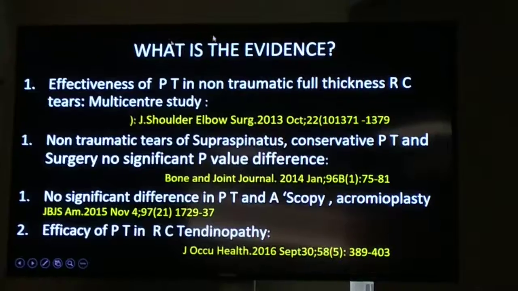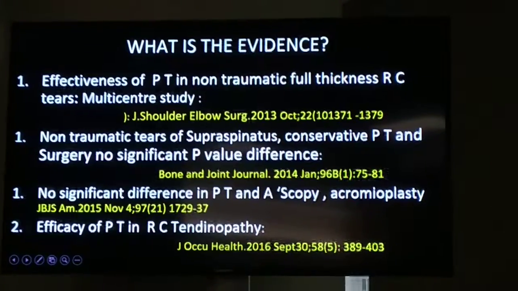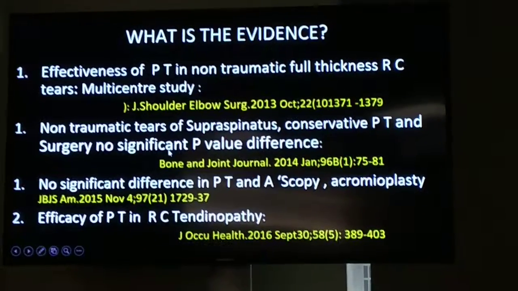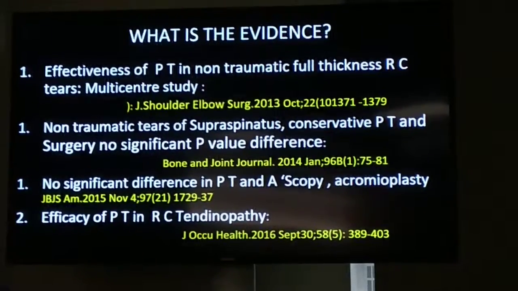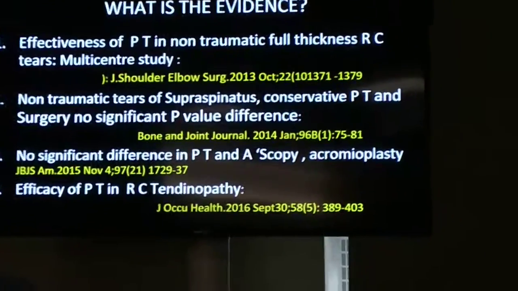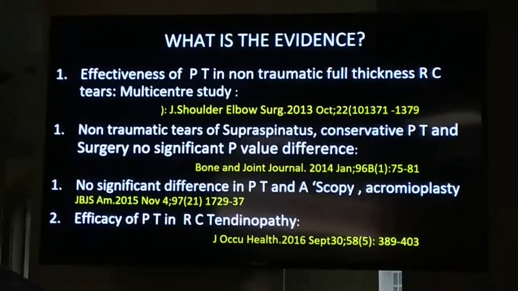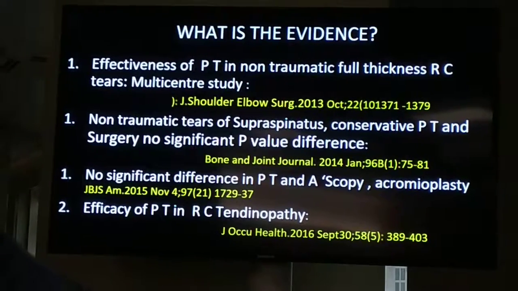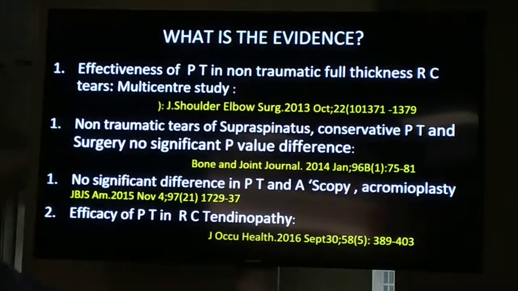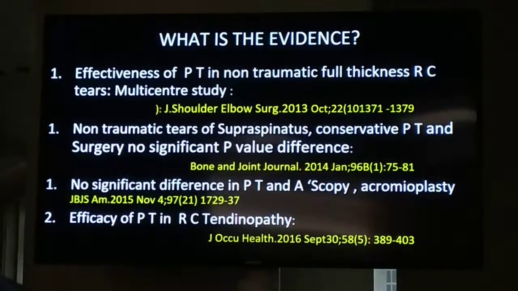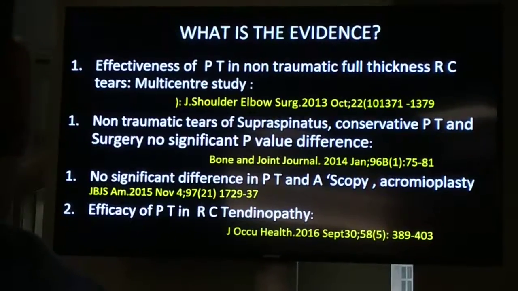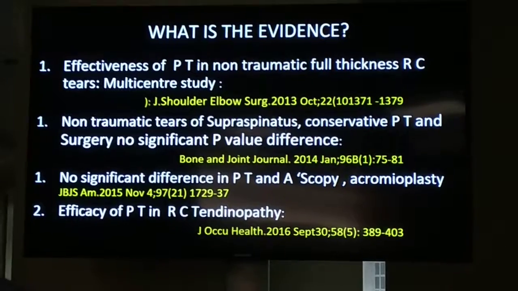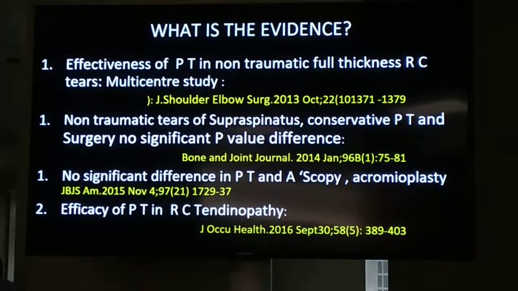So, evidence. This is evidence from a multi-center study of non-traumatic full thickness rotator cuff tears of the supraspinatus: conservative physiotherapy and surgery showed no significant p-value difference, and no significant difference between physiotherapy and arthroscopic acromioplasty. So if the old patient has got acute pain and you diagnose this as rotator cuff tear, you give him a sling and then rotator cuff strengthening exercises. And what are those rotator cuff strengthening exercises? That I will show you in the video.